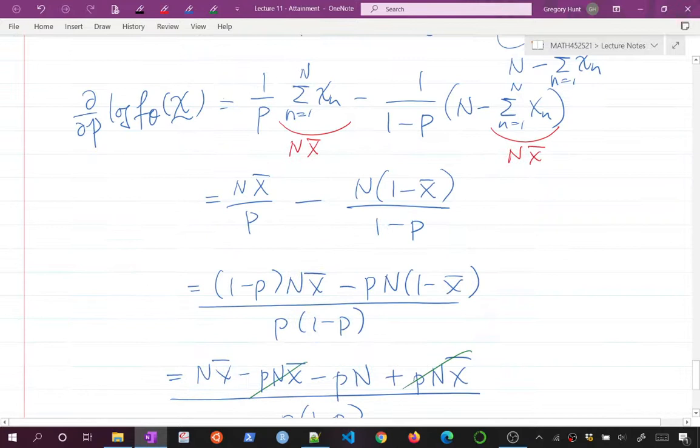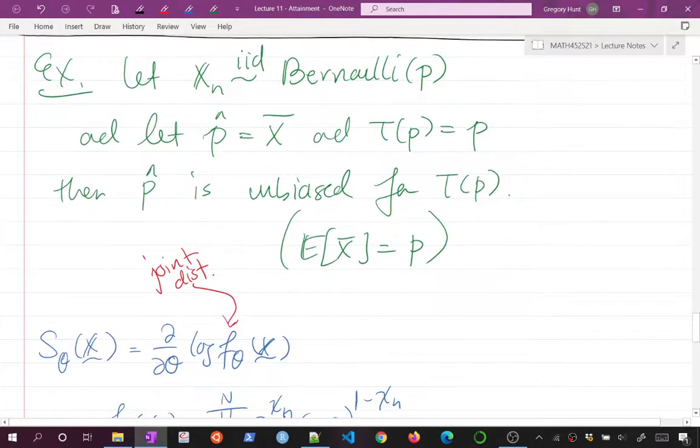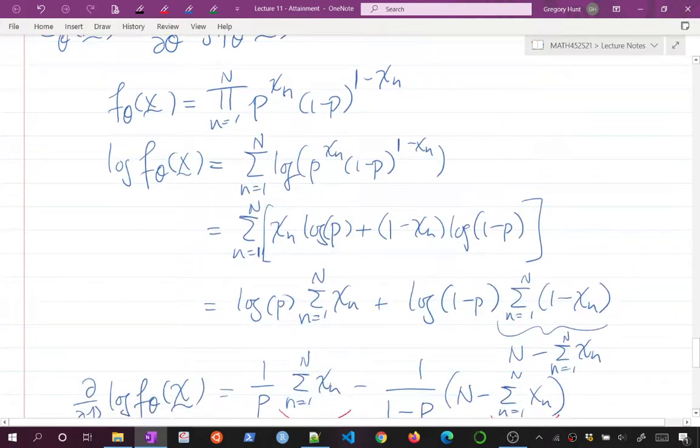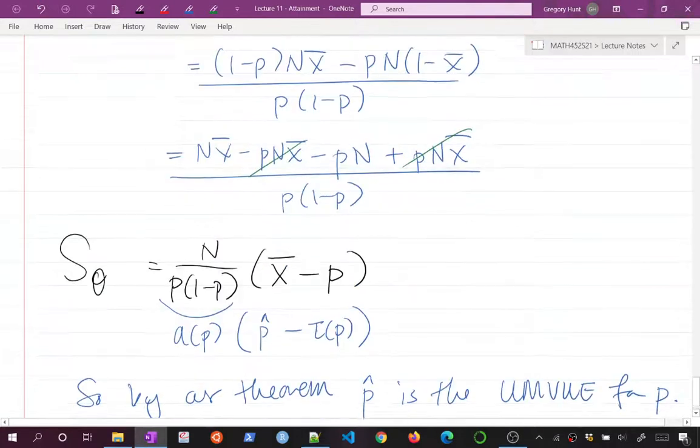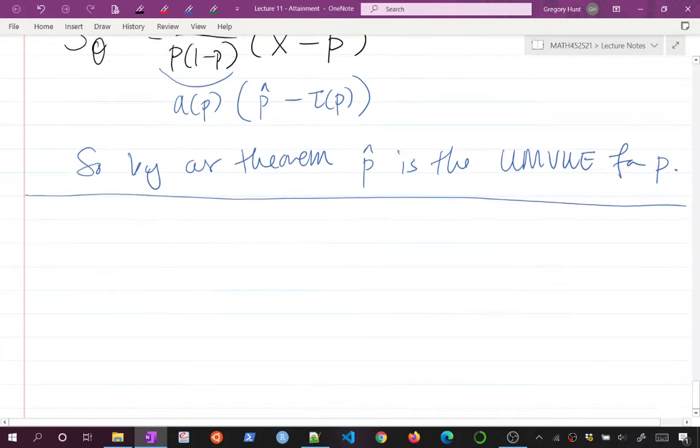So that's a nice little example. And it's got to be quicker than calculating the information, I would assume, because you already have to have the score. Maybe not, but it's at least an alternative way to check your gut here. And yeah, I don't know which is going to be easier, but it definitely is an alternative way, and it shows us that it's a nice little theorem. And in this case, it tells us that this is the UMVUE for estimating p. So let's actually look at a proof of this theorem.